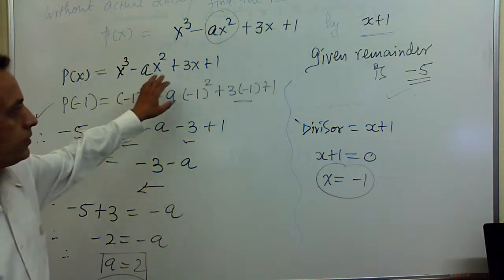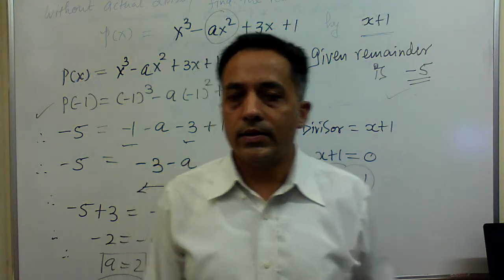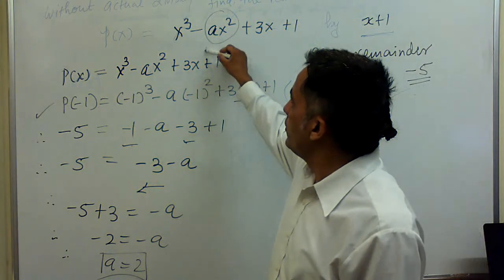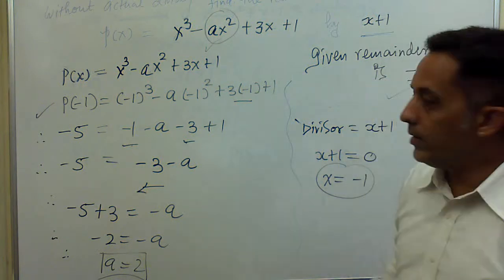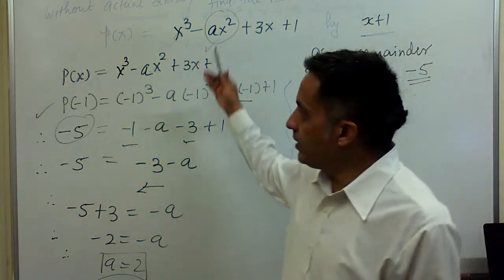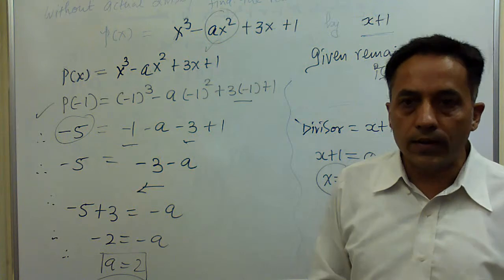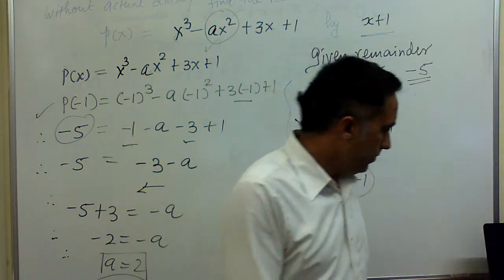So our answer is correct. The second thing you have come to know is that to get the unknown value, the remainder is given, and we substitute it over here. To get the unknown value, we are using the remainder theorem. Now we are taking another example.